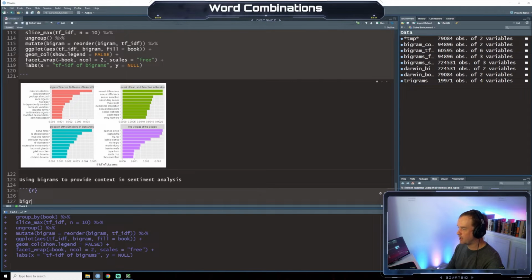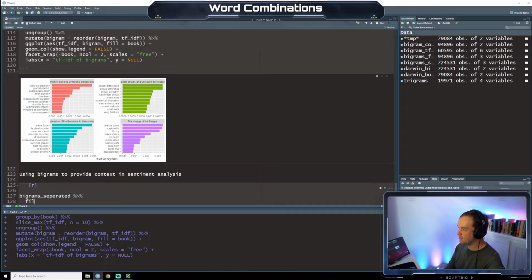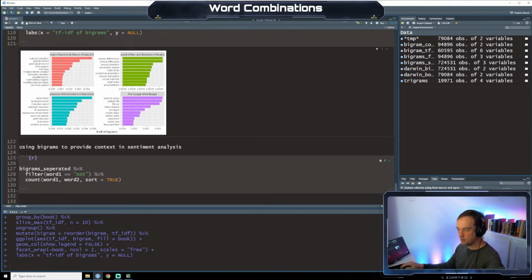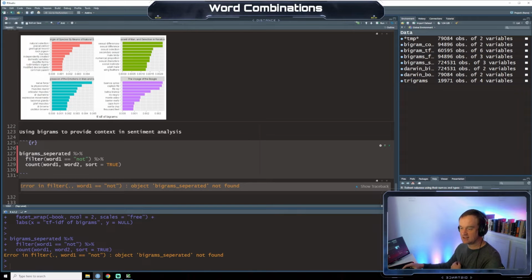So let's start by doing bigrams separated, and then filter word1 equals not, and then count word1, word2, sort equals true. So this was my example before with something like... I cannot spell separate.